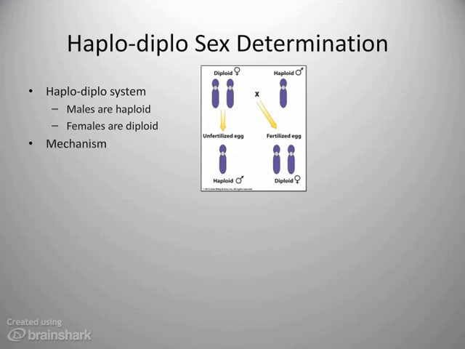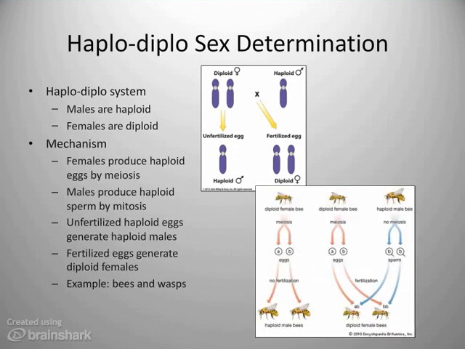Now the females produce these haploid eggs by meiosis, and these then develop into males. But the females arise from fertilized eggs. So the fusion of a haploid egg, produced by a female, with haploid sperm, produced by mitosis in the male. Now the fusion of this haploid egg and this haploid sperm create a diploid embryo, which then develops into a female.